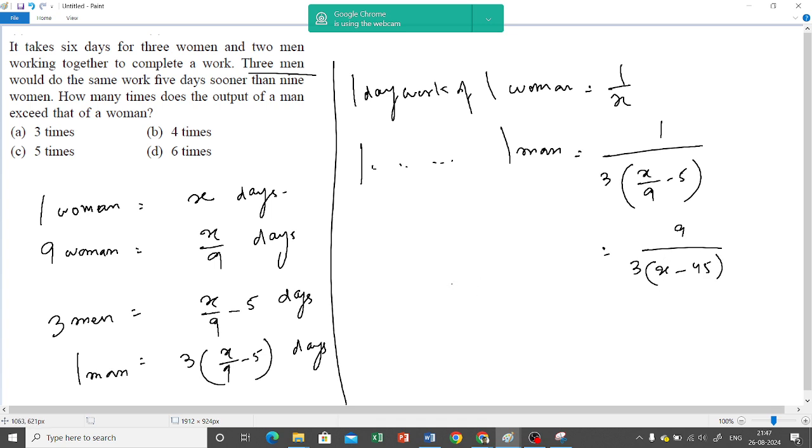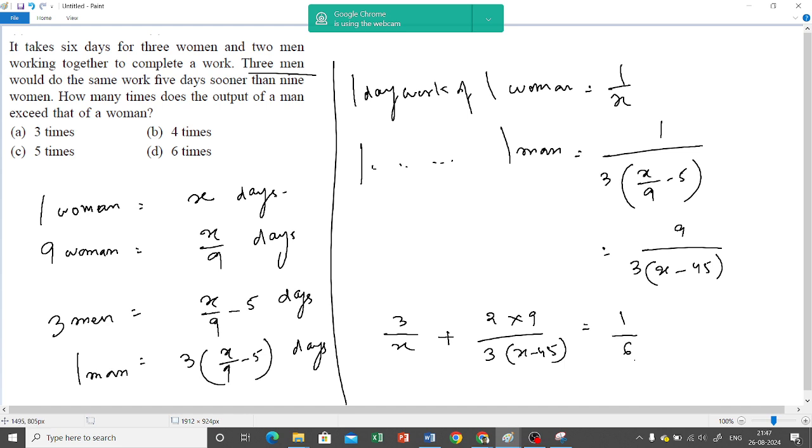Right? Now, for the first information, for 3 women, that means 3 by X, and 2 men, that means 2 into 9 by 3 into (X minus 45), is going to complete the work. Completing the work means equal to 1. Oh, it's going to take 6 days. Okay, 1 by 6, sorry.